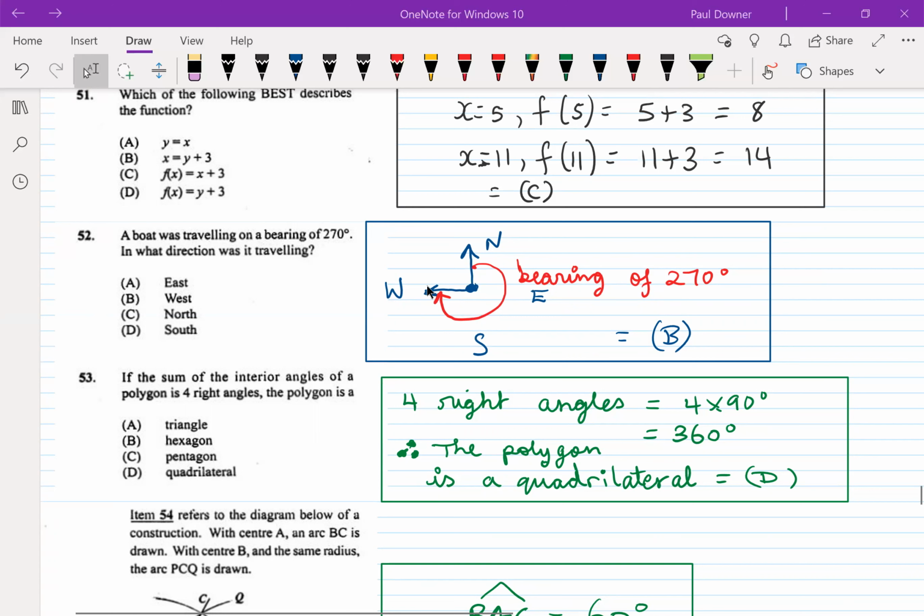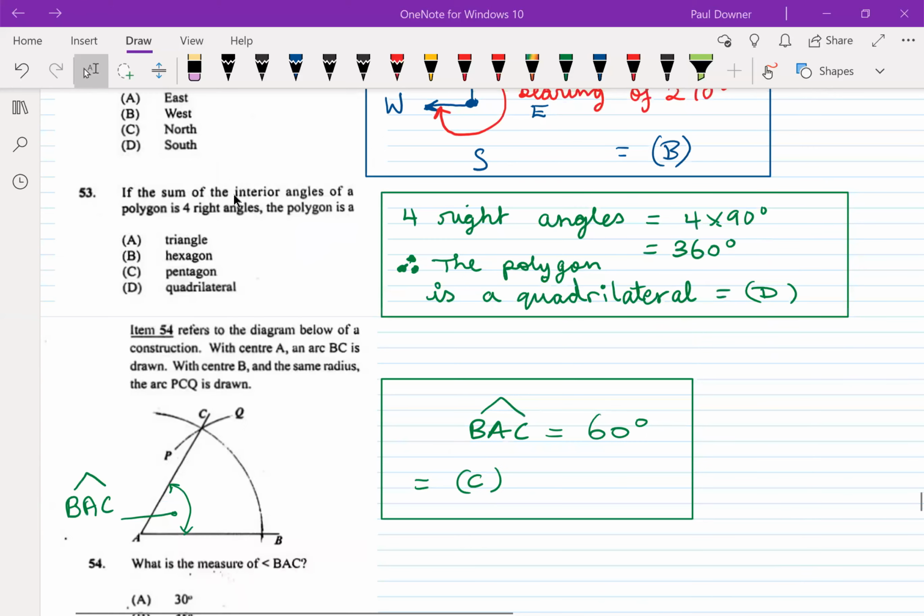But if we look at our cardinal points, north, south, east is on the right, west is on the left, remember the word, we will realize that the bearing of 270 is actually in a westerly direction, or west, and that is item B. So the answer here is B.